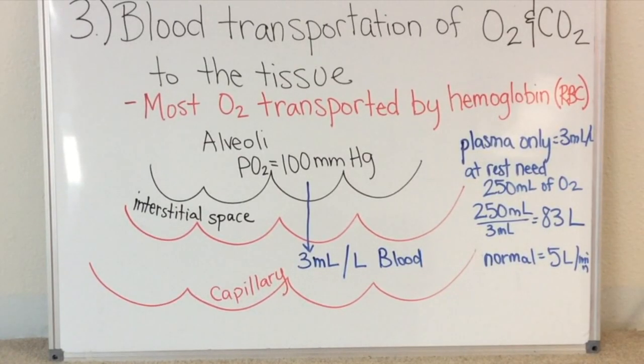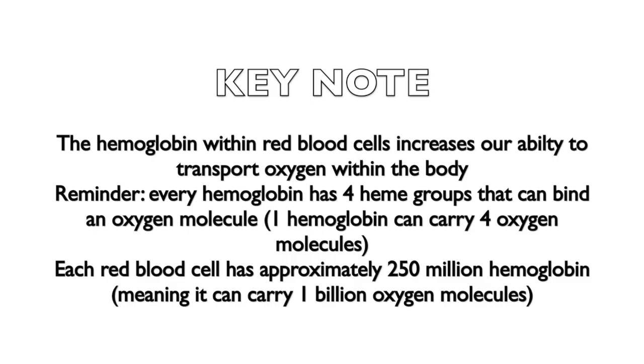At rest, the body's tissue demands 250 milliliters of oxygen per minute. If we are only able to transport 3 milliliters of oxygen per liter, we would have to pump 83 liters of blood through our pulmonary capillaries per minute. In order to meet the demand of the tissue and decrease the work of the heart, we need another source besides the plasma to transport oxygen to the tissue. This other method of transportation of oxygen is accomplished through hemoglobin, which is found in our red blood cells.